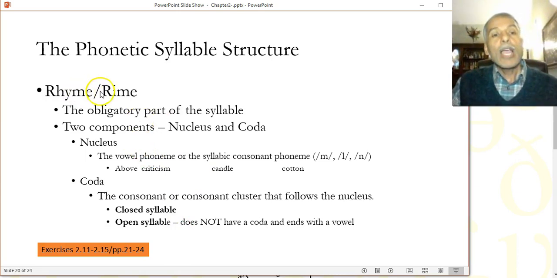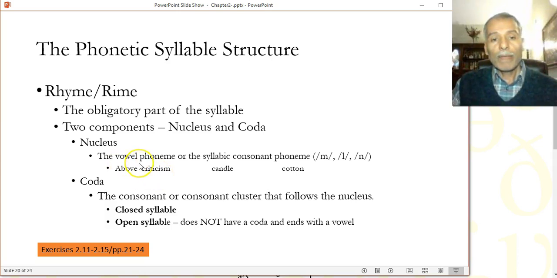So the rhyme component is made out of two parts. The nucleus, which is the vowel. You cannot make a syllable without a vowel. And then the tail that comes after the vowel. Coda means tail. So the nucleus and the coda together make rhyme. And again, you can have syllables with no codas. Because the nucleus is the only mandatory part of the syllable, and you can add more to it.